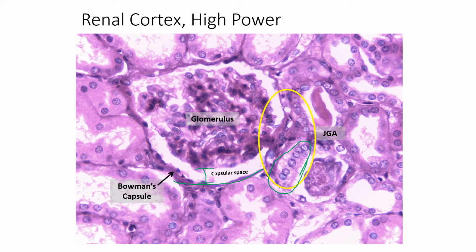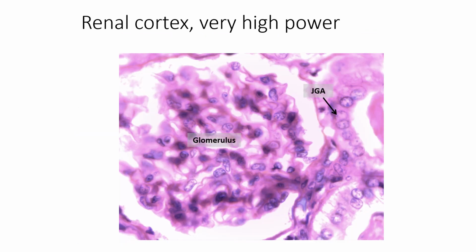And if either of those two things is low, the JGA cells are then going to secrete the enzyme renin, which will cause a series of events to unfold, resulting in the production of aldosterone, which is a hormone that then tells the kidney to reabsorb more sodium, which causes water to passively follow due to the osmotic activity of the sodium. And so you end up reabsorbing more sodium and more water, which increases your blood volume and therefore your blood pressure.